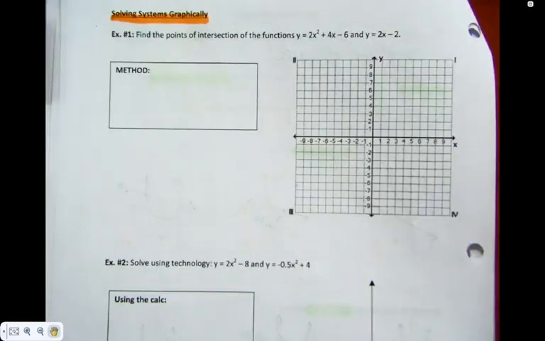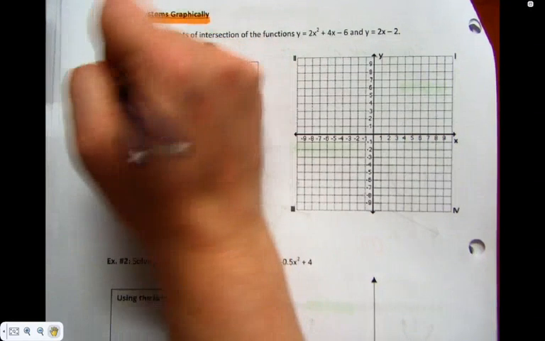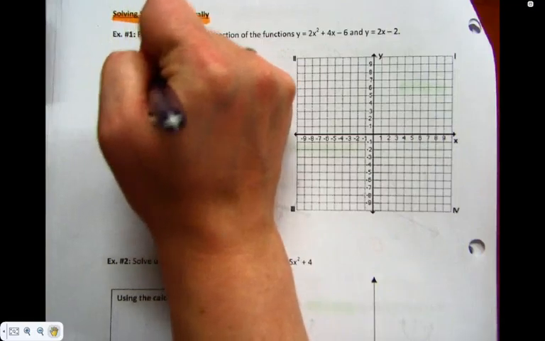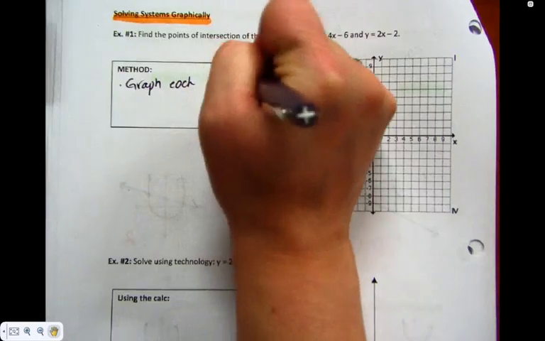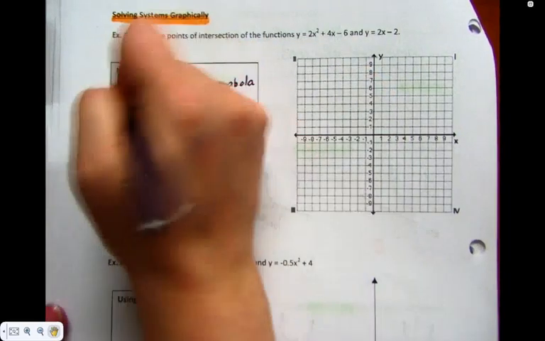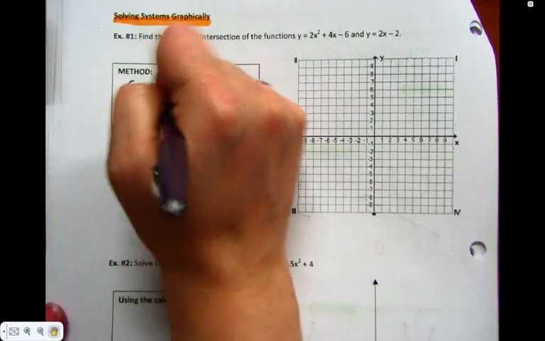Okay. What do you think? How did you do it last year? You graphed it, and then? Drew dots, yes, and looked at it. What were you looking for? What do we call those? More specific? Intersection points. Graph each parabola and mark the intersection points.